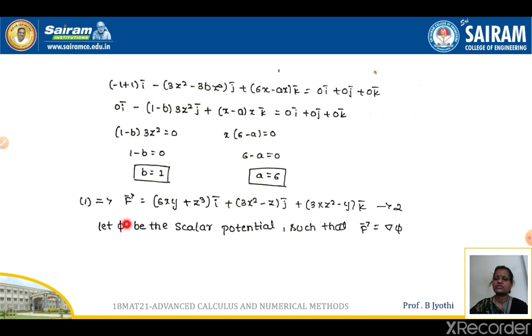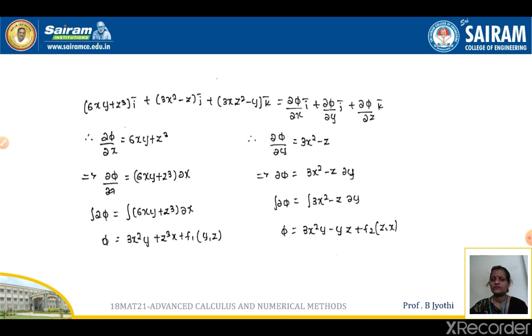So on substitution of a and b, we get f is equal to (6xy plus z cube) i plus (3x square minus z) j plus (3xz square minus y) k, and let phi be the scalar potential such that f is del phi. That means we need to find out the gradient.